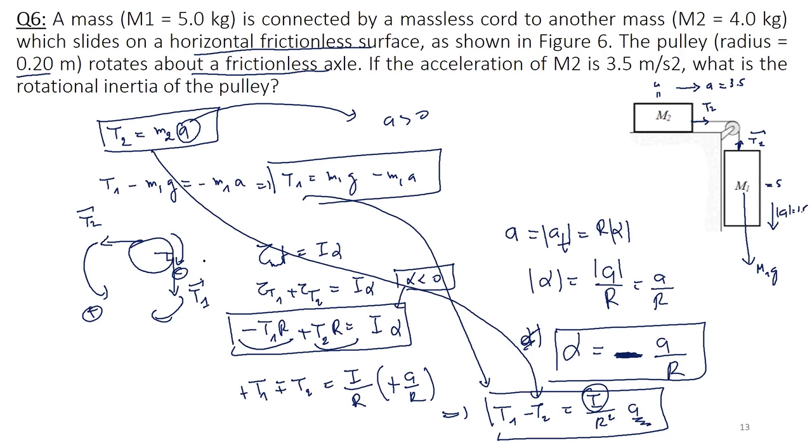I just have to say that since this is the dominant torque, I will have T1R minus T2R, but this is dominant, is equal to I alpha. In reality, now here alpha should be positive. And you will find the same thing. You will find that T1 minus T2 is just I divided by R times alpha. But now alpha will be A divided by R, because this alpha should be positive. So it depends how you take it.